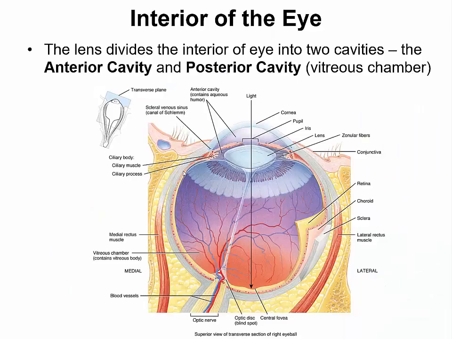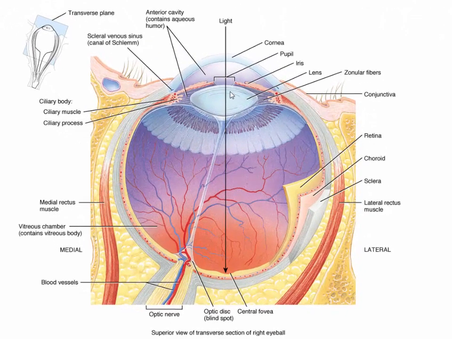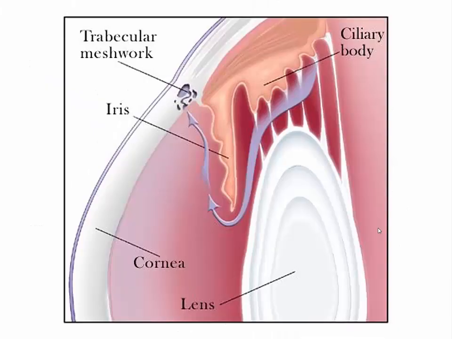When you look at the interior of the eye, the lens divides the interior of the eye into two cavities. You have the anterior cavity, which consists of everywhere where you have this aqueous humor. So all of this is your anterior cavity. And then you have your posterior cavity, or your vitreous chamber, which has a fluid called the vitreous body. We'd already previously discussed that aqueous humor is produced by the ciliary processes, and that's going to come flowing through, nourishing the avascular lens and avascular cornea, and it's going to be drained into the scleral venous sinus or canal of Schlemm.